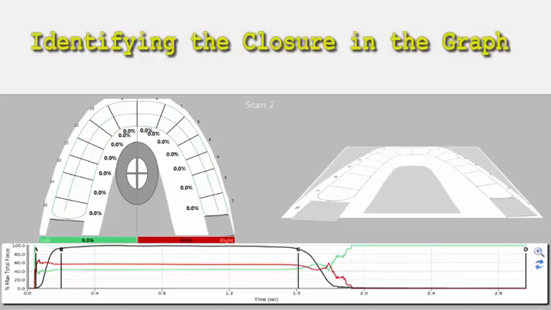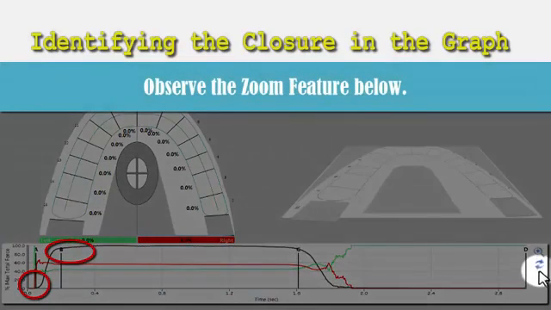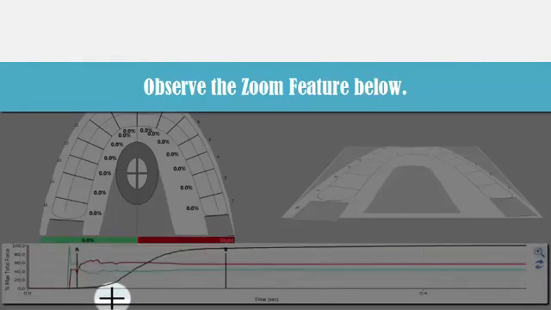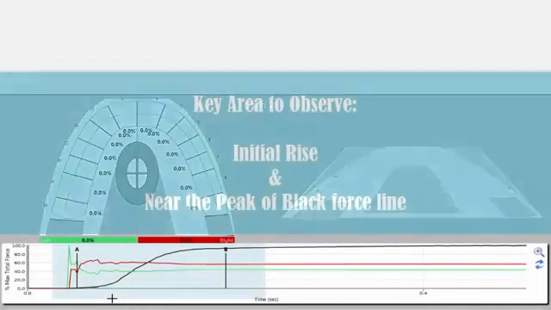The closure is located on the graph at the initial rise of the black force line and ends when the black line nears its peak. Watch as we use the zoom feature to focus in on this area. First, click on the magnifying glass and then click and drag a box around the beginning of the graph.